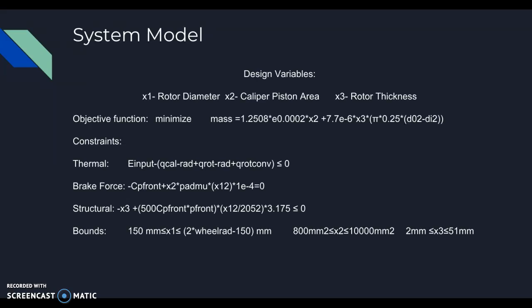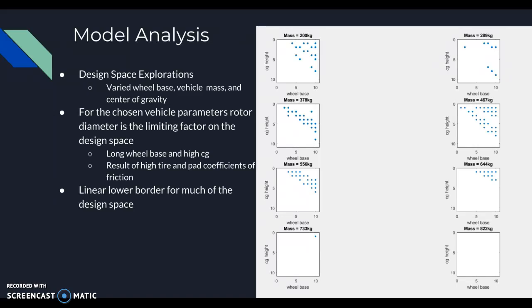Here is our system model. And for our model analysis, we did sweeps of vehicle parameters for the optimizer to see which vehicle types are valid. And we found that our optimizer was valid for high-performance vehicles with longer wheelbases and lower centers of gravity.